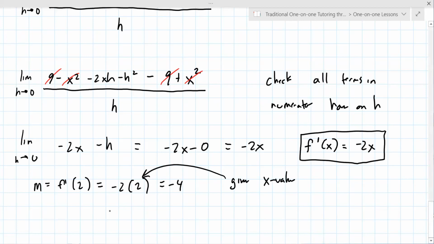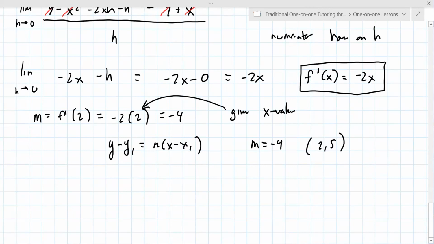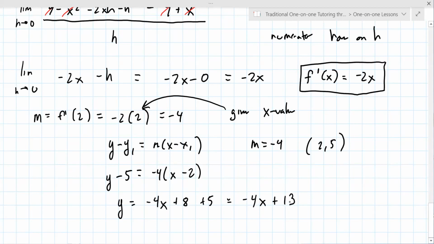So the equation of the line is y minus y1 equals slope times x minus x1. And so you used calculus to find that the slope is minus 4, but your point is 2 comma 5. So then you just plug in those points. Yep, y minus 5 equals minus 4 times x minus 2. Y equals minus 4x plus 8, and then you add 5 to both sides, and this becomes minus 4x plus 13. Looks like it's letter B.